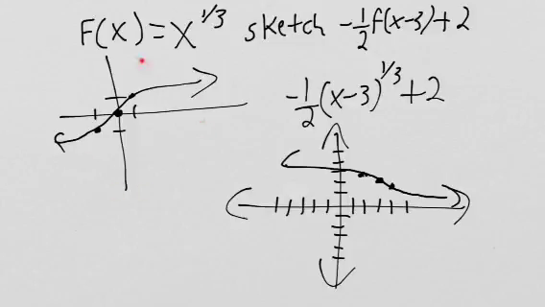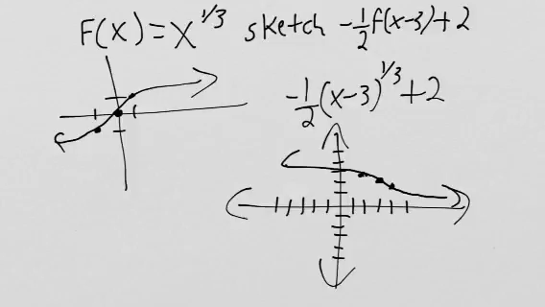This is the parent function over here. It's f of x equals x to the 1/3. You're going to have the parent functions on the final, so don't worry about that. We notice the parent function starts at 0, 0. It also is at 1, 1, and at -1, -1. Those are the 3 major points.